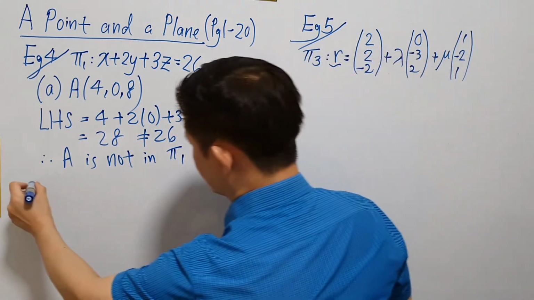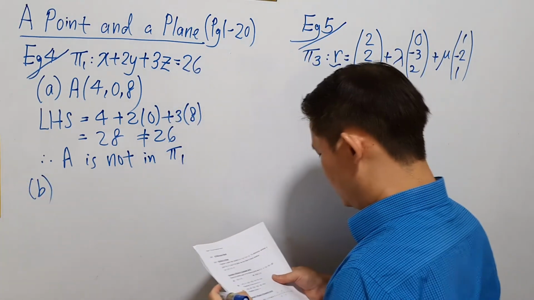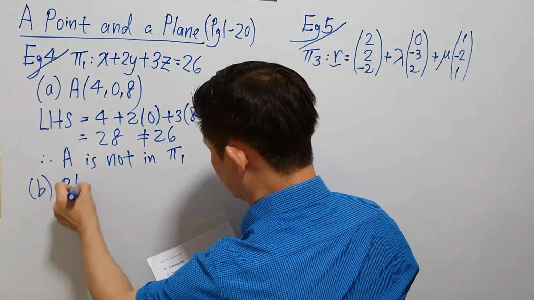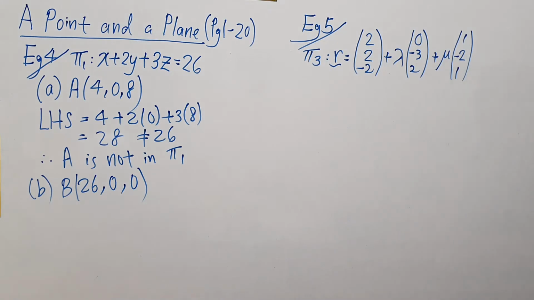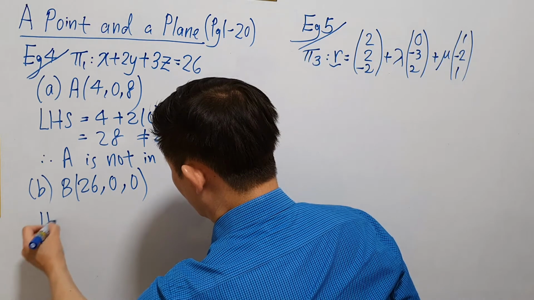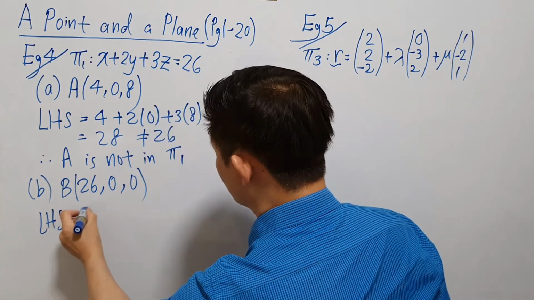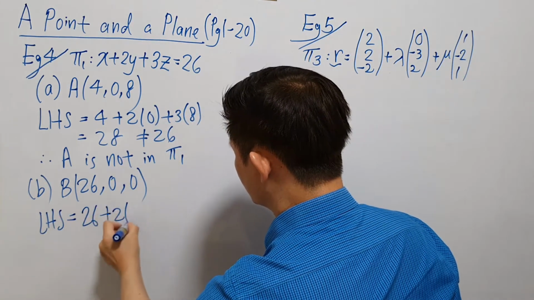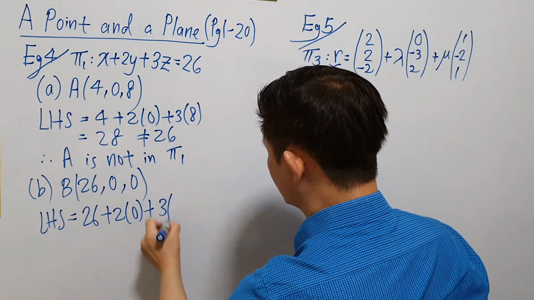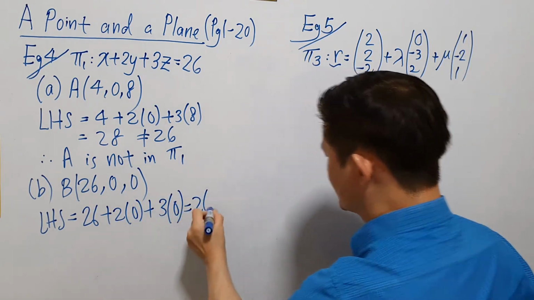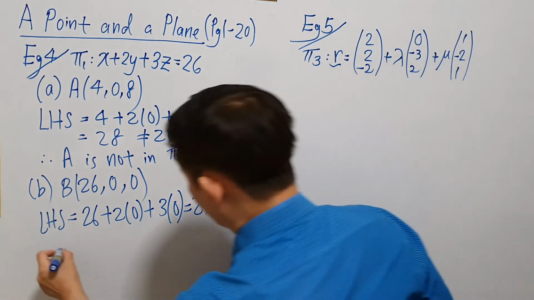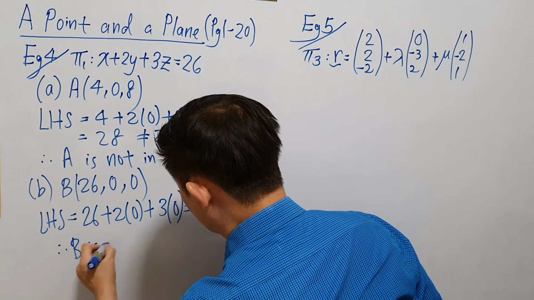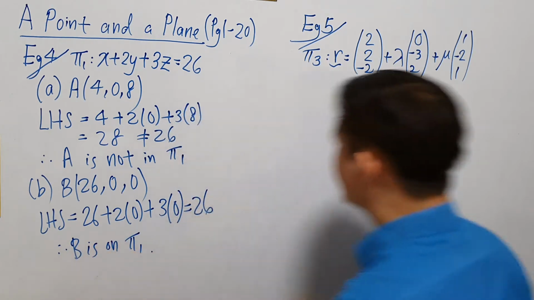Right? Then there's another point B. Point B is 26, 0, 0. Is point B on the plane pi 1? Again, we do the same thing. We put the point B onto the left hand side. We get 26 plus 2 times 0 plus 3 times 0, and this in this case is equal to 26. It tallies with the right hand side. Therefore, B is on pi 1.